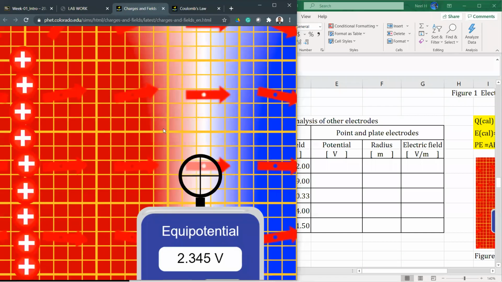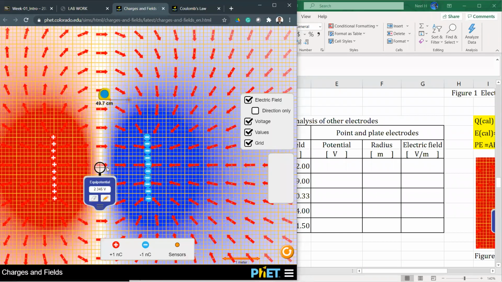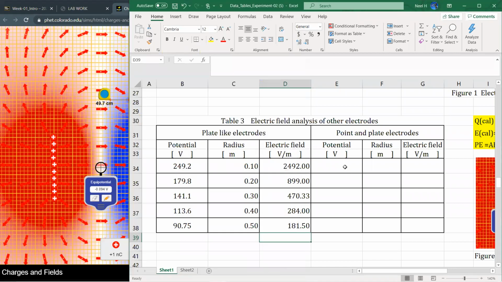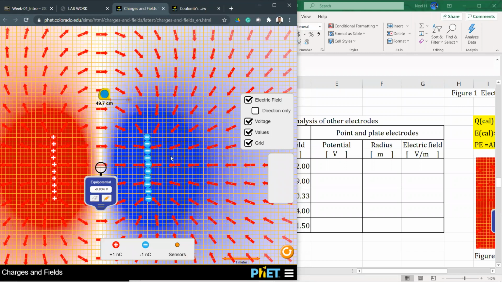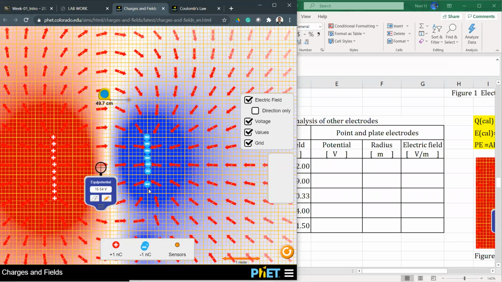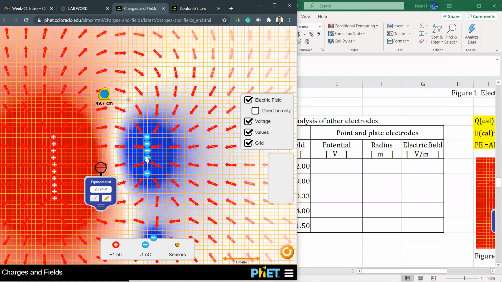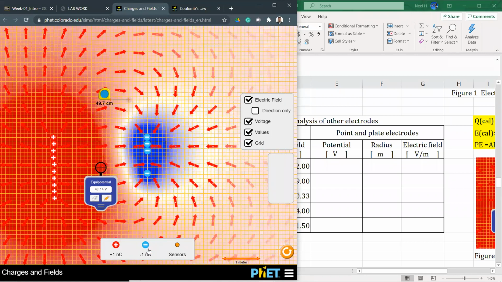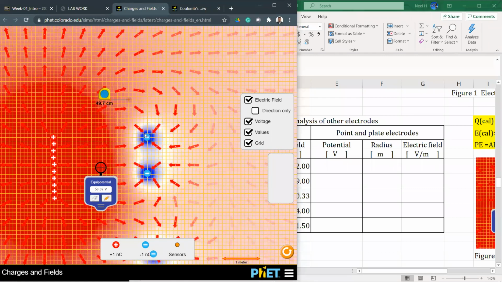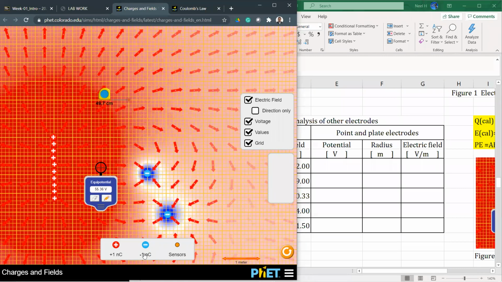All right, then let's take a look at the next shape of the electrode, which means I need to have one plate like and then one point like, okay? So to get that, we can maybe get rid of some negative charges on this side and then keep only one here. Then I can have the positive side look like a plate and the negative side look like a point, right?